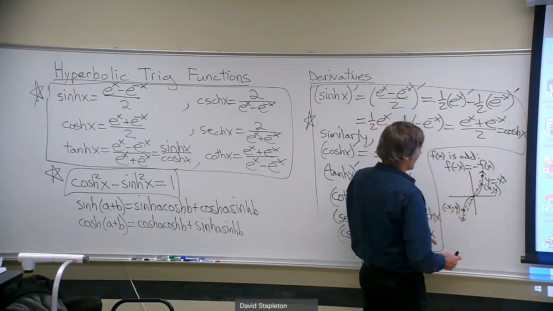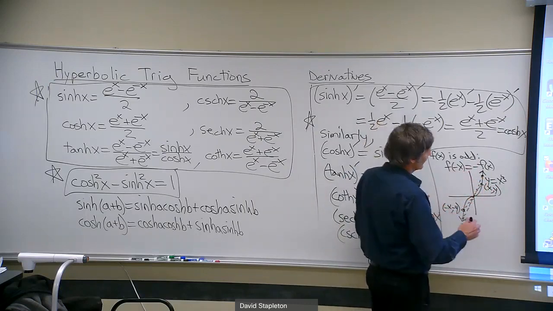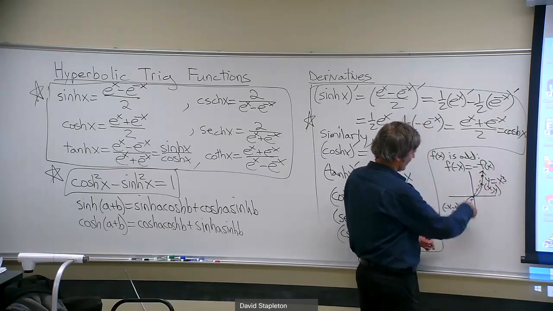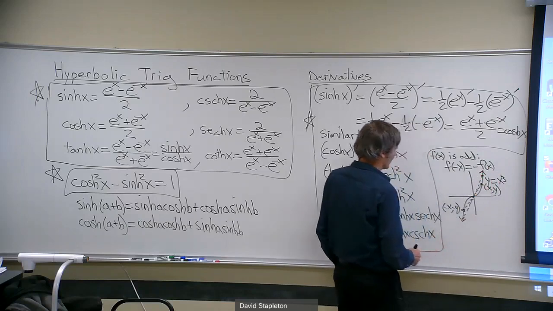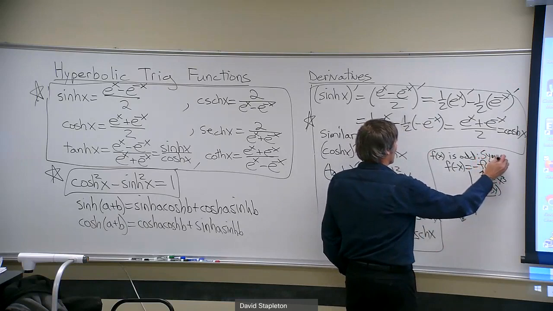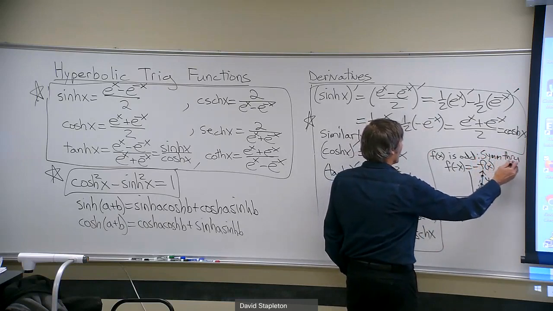And you notice that on the graph of hyperbolic sine over there, it went through the origin much like this and had corresponding points on the opposite side of the origin. Odd functions have some symmetry through the origin.